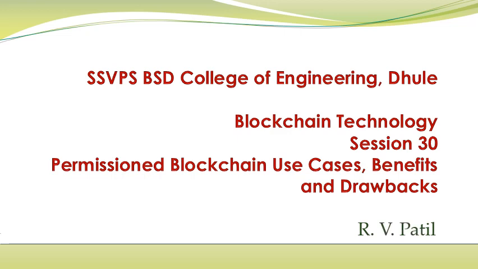Hello students, we are studying unit 3. In unit 3, we have to study permission blockchain, various consensus algorithms, use cases, benefits and drawbacks of permission blockchains. These topics we have to study in unit 3. In the previous session, we studied what is permission blockchain. Now we will go ahead with the use cases, benefits and drawbacks of permission blockchain.